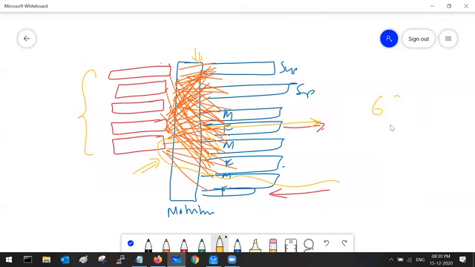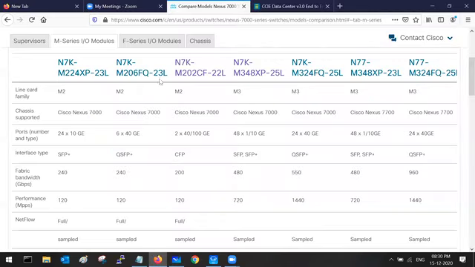Maximum you can have up to 6 fabric modules inserted in the chassis. And now if I come back over here, the number over here which is mentioned as 3, 2, 5, 5, 3, 5, this is nothing but the number of fabric modules which are required for this particular line card to deliver the best throughput. So the best performance by this particular line card will be given only when you insert that many fabric modules inside the chassis. Did everyone understand this, guys?